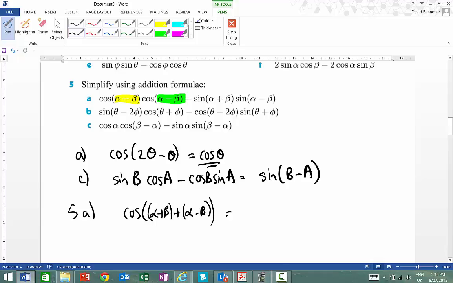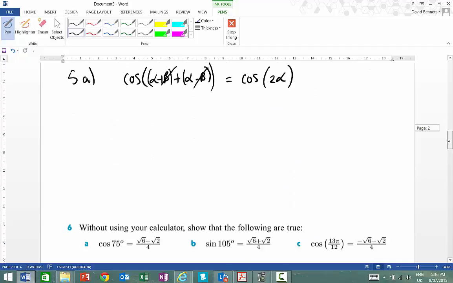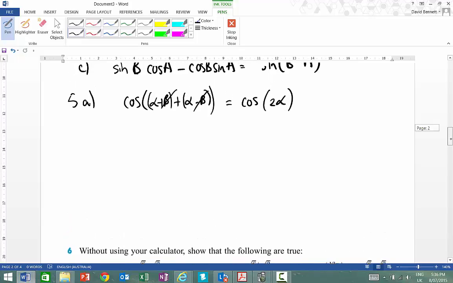So therefore, that's going to be cosine. Now alpha plus alpha, beta take beta, it's going to go out. So it's going to be cosine of 2 alpha is my answer there. Alright, so addition formula is not super hard, it's just a bit tedious.